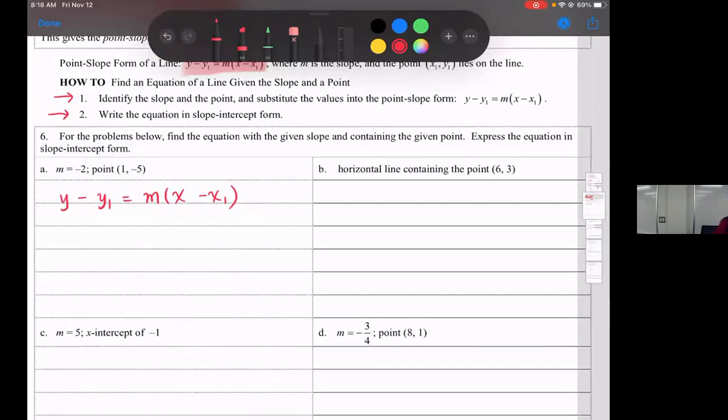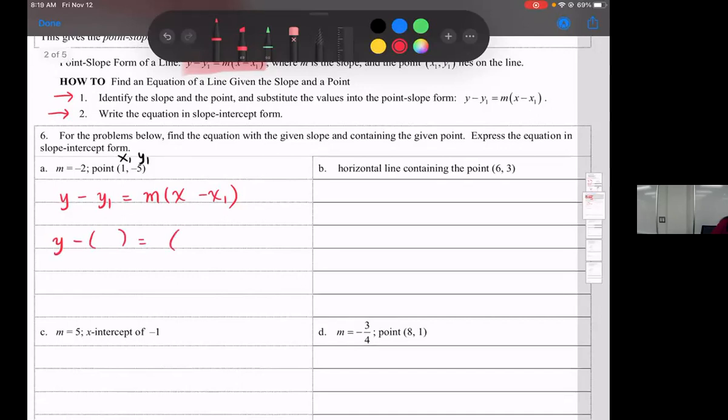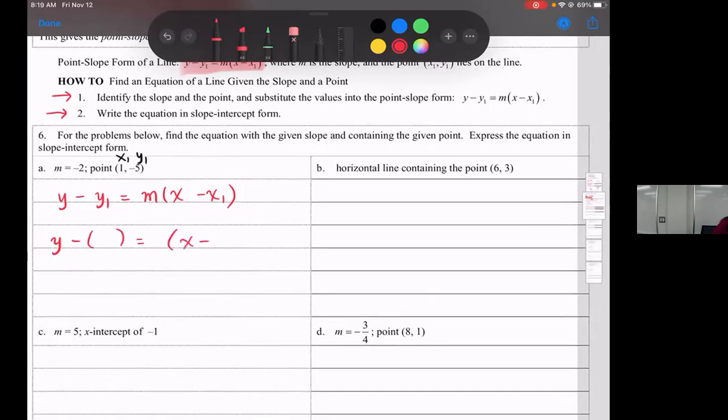All right. Label your point. This is x1, this is y1. What I'm going to do is, instead of y1, I'm gonna replace it with a parenthesis, equal, leave a space for the slope, and then x minus parenthesis. All right, x1 is 1, but y1 is -5. I suggest you use the parentheses so you don't lose the negative.